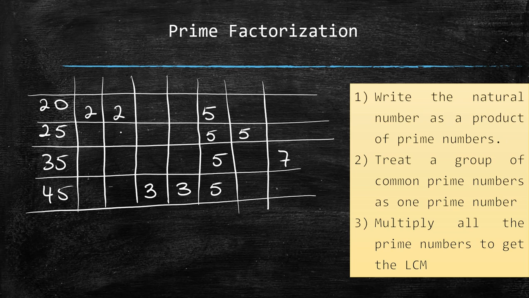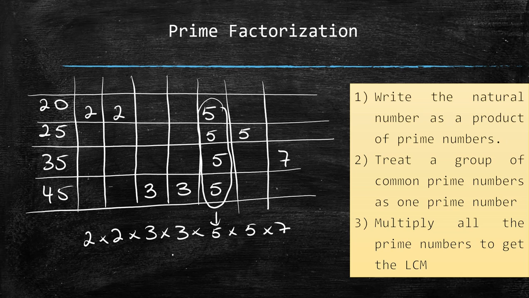And this is where the tedious part comes in, which is just shifting around the numbers so you can see what is in common. So we have 2 here, 2 here, 3 here, 3 here, 5 for this group, then 5, then 7. Then we just simply multiply all of these to get our answer. And that is the LCM of these numbers.